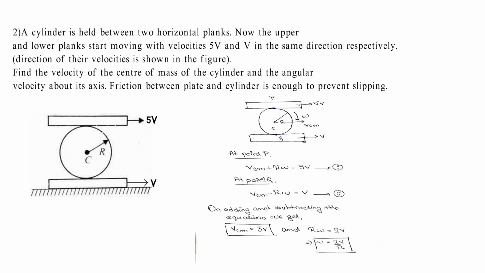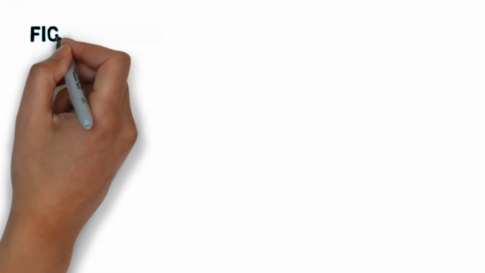And at point Q we can write VCM minus R omega will be equal to v. Simple. So we can add the equations and subtract the equations, and we will have VCM equal to 3v and R omega equal to 2v. So we will have omega equal to 2v by R. So this is how we generally approach this kind of problems. So we have discussed two problems here with you.